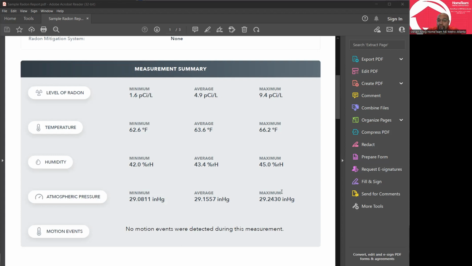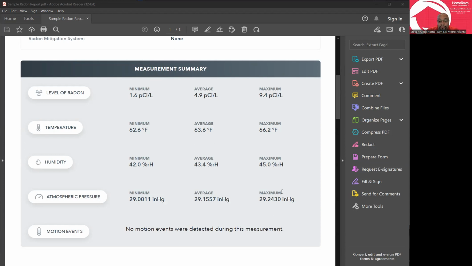Our results are always going to be based upon the average because there are things that can cause fluctuations. And so we want to always go by the average number. In this case, we had 4.9 picocuries, which means that it had a high reading and they would be suggested to get some sort of mitigation going on.